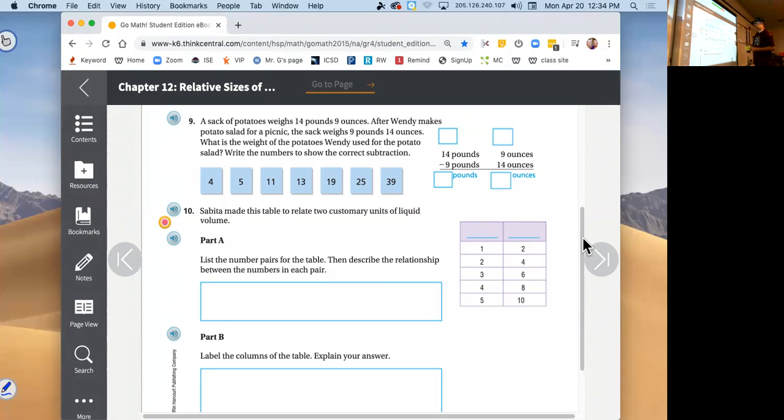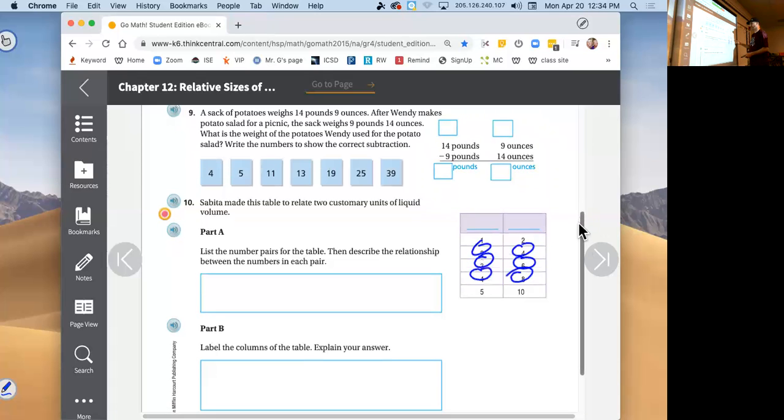List the number of pairs on the table, so this one is easy. You check your chart. 1 of these is 2 of these. 2 of these is 4 of these. 3 of these is 6 of these. Check your little chart for this one, okay? Number 10.